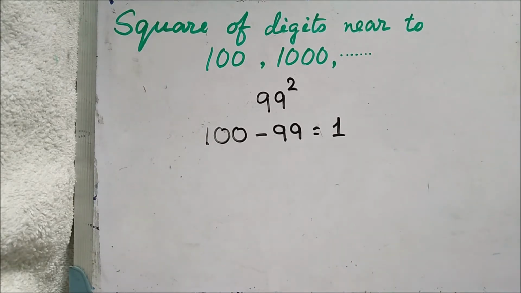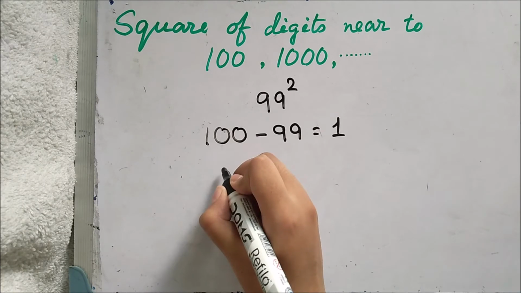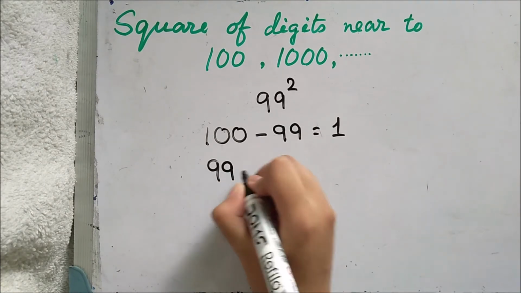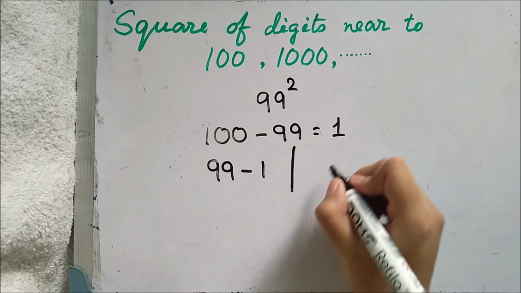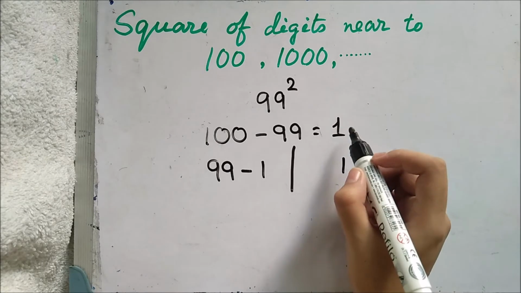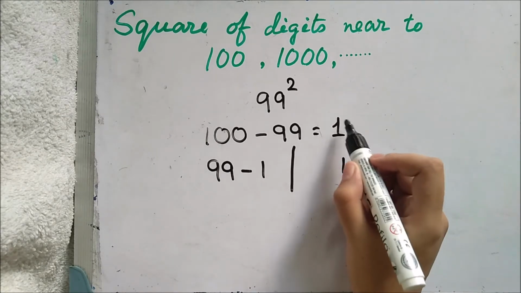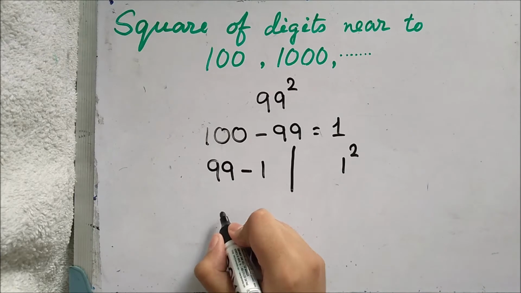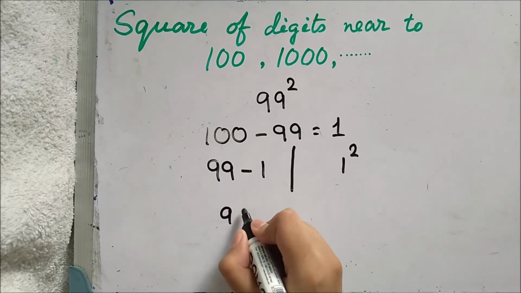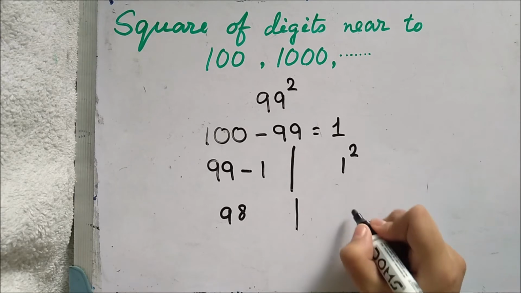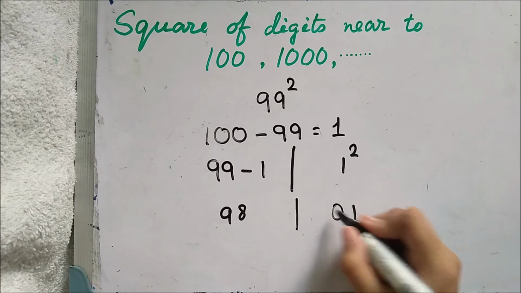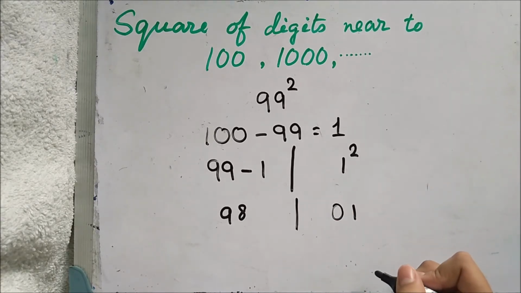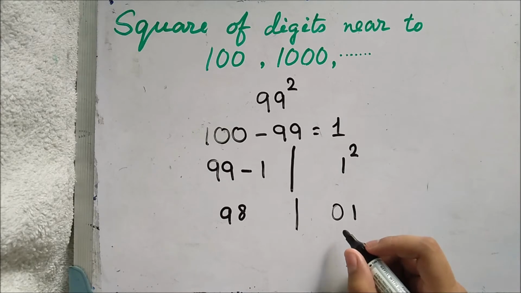So the second step will be 99 minus 1. This step will be done in two different halves, and the other half will be 1 square. Since our difference of 100 and 99 was 1, hence we have done 1 square. So we know 99 minus 1 is 98 and 1 square is 1. Since we have taken 2 zeros, hence our answer will also be a 2 digit number. Hence we have taken 0 and 1. 1 is the unit place and 0 will be the 10th place.